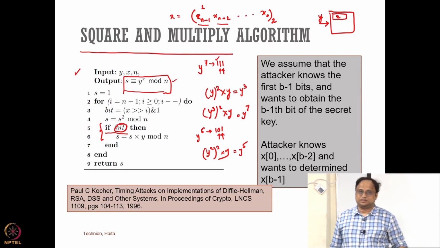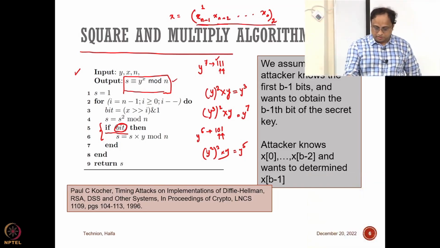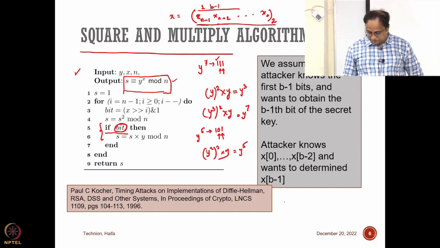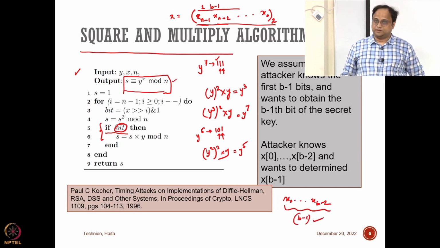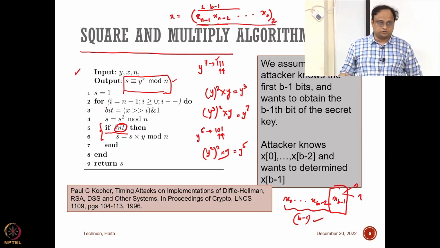So for this, let's consider a situation where the attacker has observed, say, b minus 1 bits. What I mean is, I want to observe this x_{n-1} down to x_0, but imagine that I know a part of these keys. So b minus 1 bits are already known to me. That means that from x_0 to x_{b-2}, these b minus 1 bits are already known to me as an attacker, suppose. And I want to obtain the next bit, which I don't know, which is x_{b-1}. This bit can either be 0 or 1. It can take any of these two possible values.